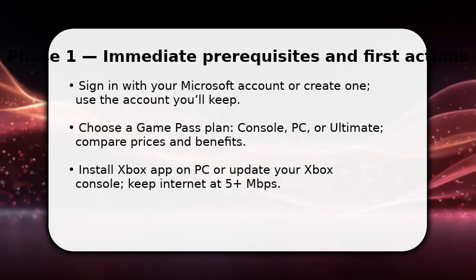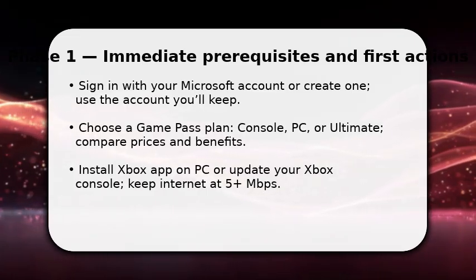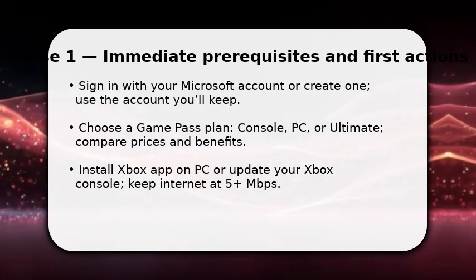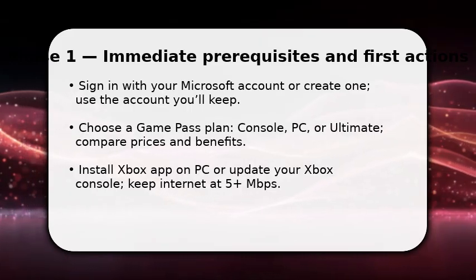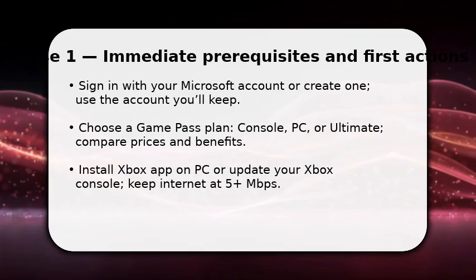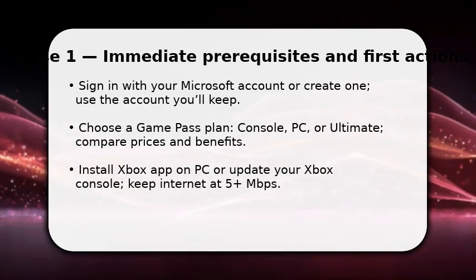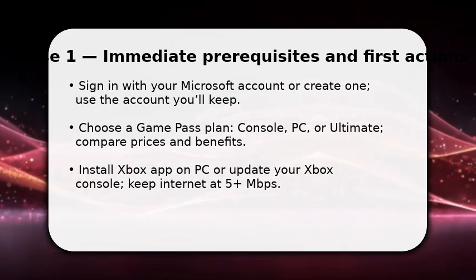You begin by signing into the Microsoft account you'll use for subscriptions. This links saves, purchases, and progress. Once signed in, pick a Game Pass tier, console, PC, or Ultimate, because each unlocks different libraries and cloud features. Make sure your device has the latest OS update and a steady connection. 5+ Mbps works for downloads, but aim higher for cloud play.